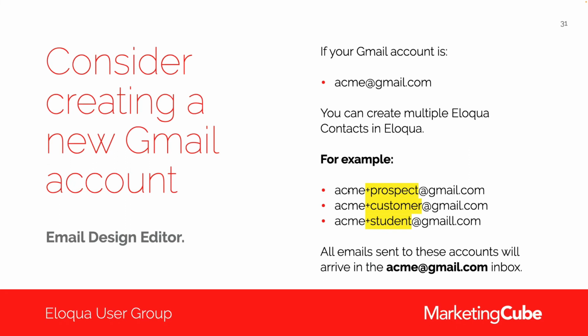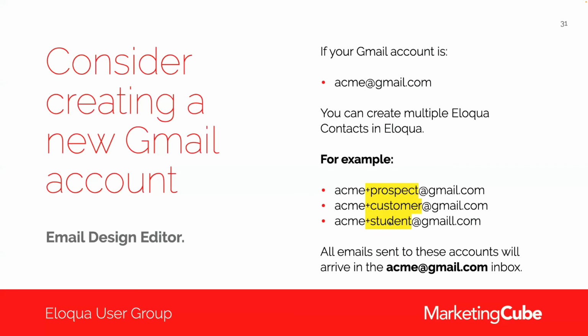Because as you know, in Eloqua every email address is unique and you can't add duplicate emails. So imagine multiple contacts in Eloqua, each with a different email address. One is Acme plus prospect, plus customer, maybe plus student, whatever it might be. You might choose geography because that's where you use a lot of dynamic content. So you might have Acme plus Germany, Acme plus Poland, Acme plus wherever, whatever geography is important to you.